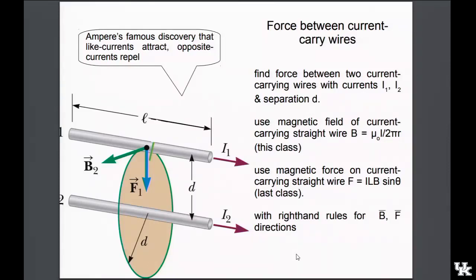And we're going to use this equation here. Remember, this is the field equation. This tells us the force that acts on a current-carrying wire in a magnetic field. So these two equations, we're going to put them together to find the magnitude, the size of the force between the two wires. We're also going to use right-hand rules for the fields and the forces to find the directions of the forces between the two wires. So again, think of this as an example, an illustration of our magnetic field law from this class and our magnetic force law, the field equation from last class.